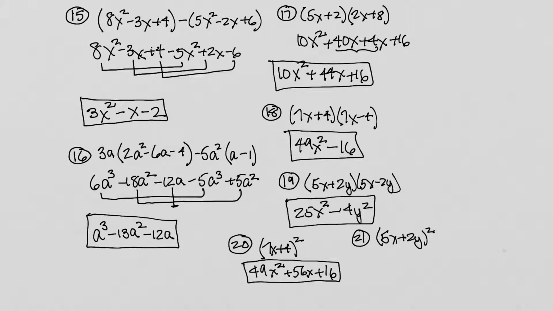And in number 21, once again, we're going to square a binomial. So let's just do this. Talk our way through the pattern, write what we say. Square the first. Okay, so we're going to square the first. That'll give us 25x squared. We'll multiply these two together, 10xy, and double it. That'll give us 20xy. And then we'll square the last, 4y squared. There we go.